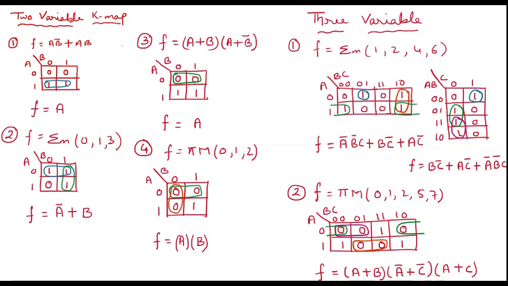Okay, this is not required. Why? Because see, the target should be 1 in min term equation and 0 in max term equation. And once you have covered all the ones or all the zeros, you should not go for further grouping. The word should be grouping, not pairing.